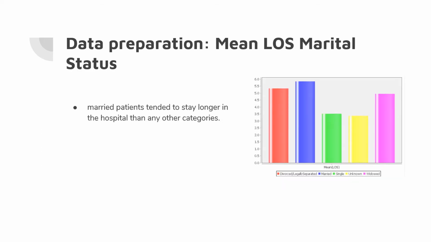The next visualization that we did was the mean LOS for marital status. And looking at the bar chart depicted here, it appears that married patients have the highest mean LOS at about 5.5, 5.7 days, while single patients have the lowest LOS at about 3 to 3.5 days.